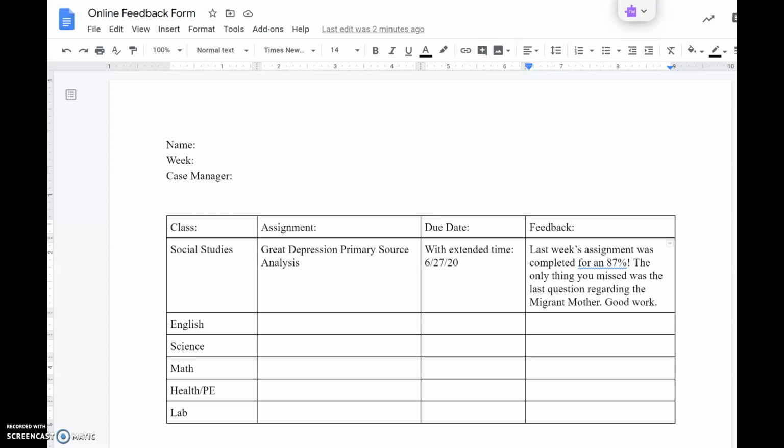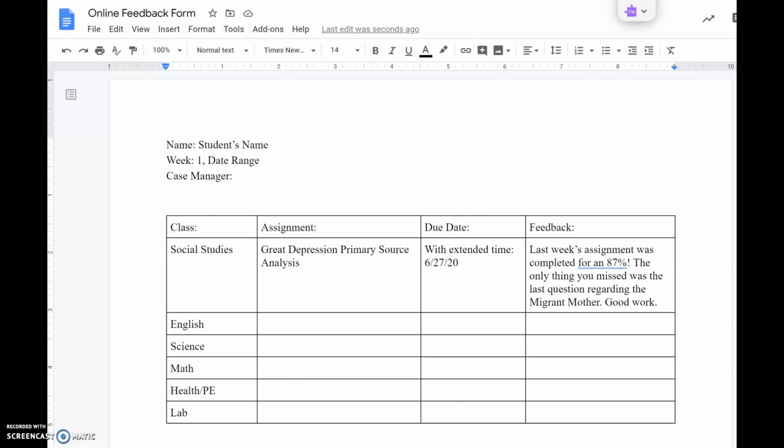So basically, the online feedback form would be provided to each student who requires any sort of additional educational accommodations. This form would be provided at the beginning of the year. The name would be the student's name. The week, you could say week 1, or you could do the date range, and this would have the case manager for the student who would be working within the special education department.